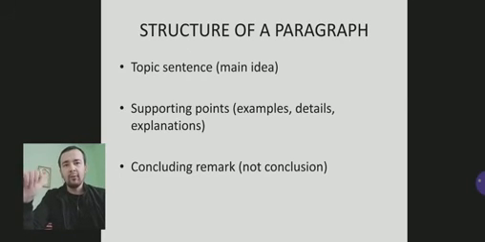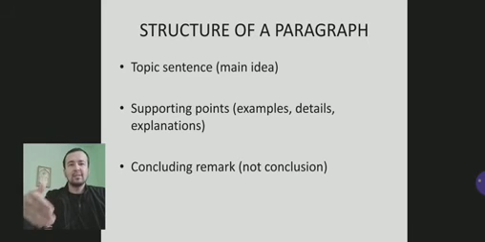So, the first thing is the topic sentence. So, in the topic sentence, you have to include your main idea. The second thing is supporting points. So you support the main idea with examples, with details, with explanations, what you are going to write about. And the last one is concluding remark, but it's not a conclusion. Do not confuse concluding remark with conclusion, because conclusion is in the essay, because you conclude all the ideas that you wrote in your essay in the conclusion. Concluding remark is a sentence that ends your paragraph.